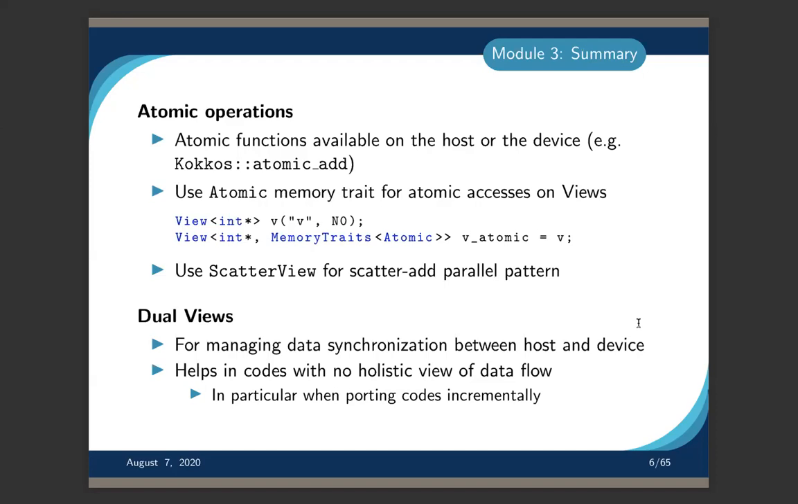We also talked about ScatterView and how that helps with the scatter add, or generally scatter contribute parallel patterns, how it allows you to switch automatically between atomic operations and data duplication, depending on whether you are on a low thread count architecture or high thread count architecture. And then we talked about DualViews, which allow you to manage data synchronization between host and device, and which help you in codes which do not have a holistic view of your entire data flow, which in particular is important when you start porting codes incrementally. And we have an exercise for that as well, which shows that kind of scenario.